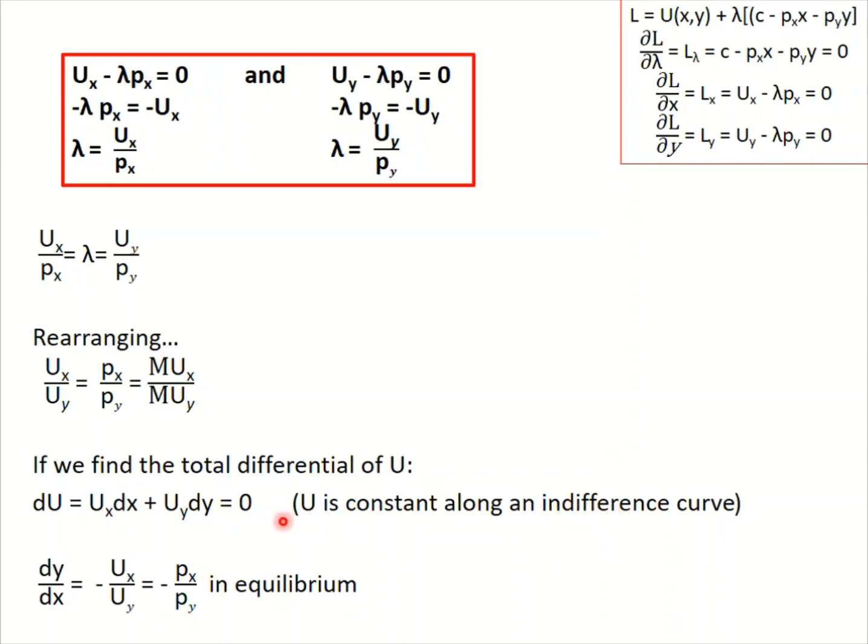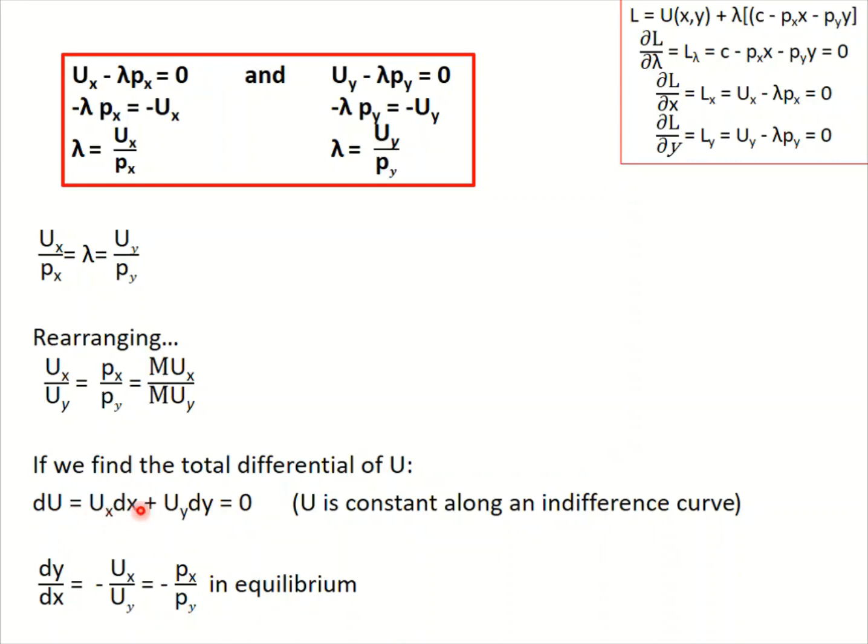So utility would not be changing. The change in utility would be 0 along an indifference curve, even as the combination of x and y are changing. The amount of good x and the amount of good y that you are consuming might be changing, but total utility would stay the same.